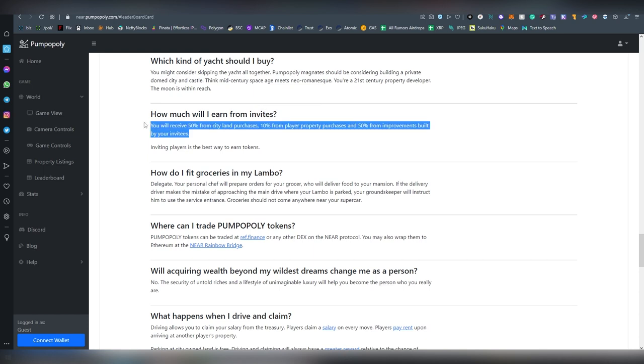And you also will be earning from invites, as I said, so 50% every time a person buys a city land or property purchase, or 50% from improvements built by your invitees.